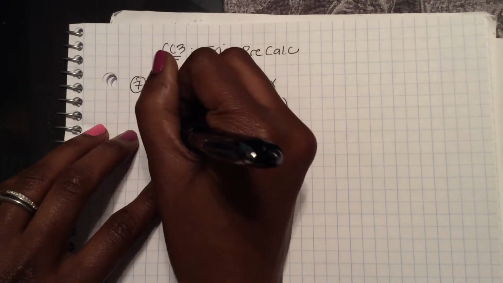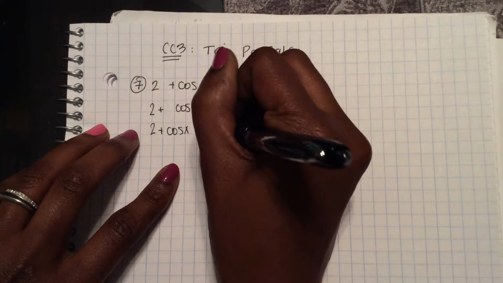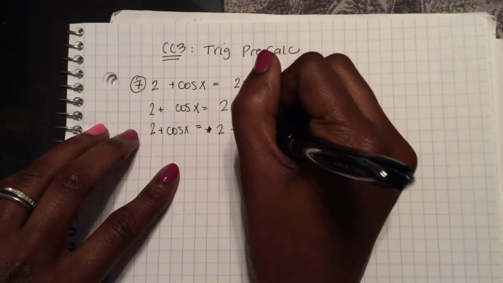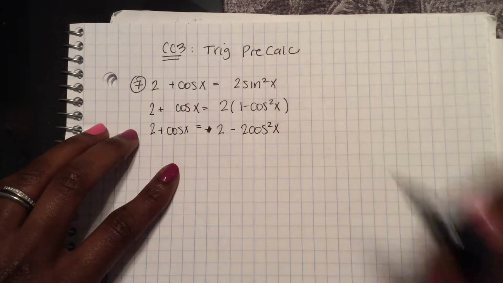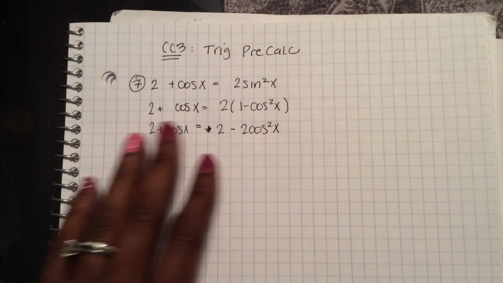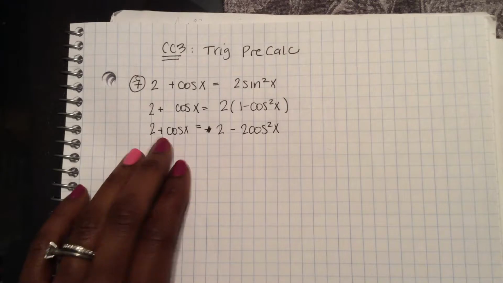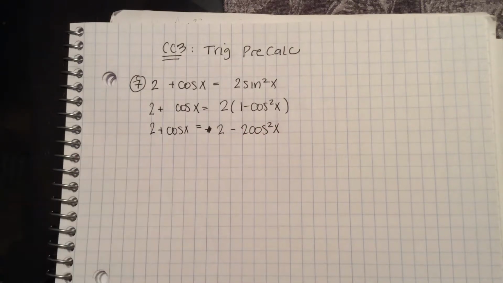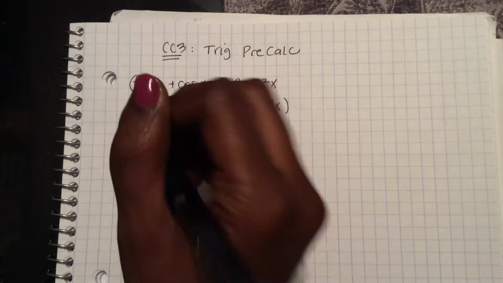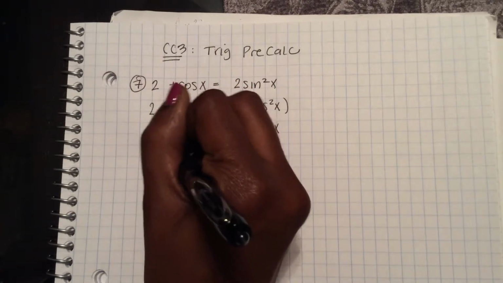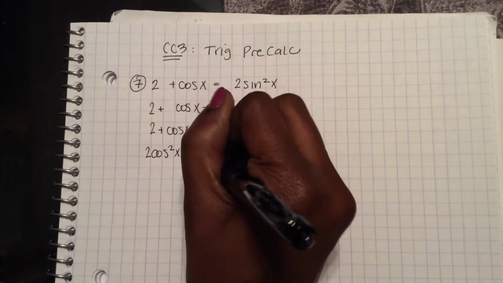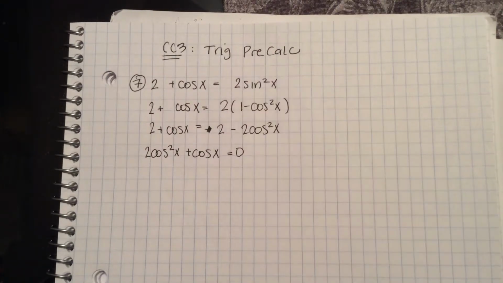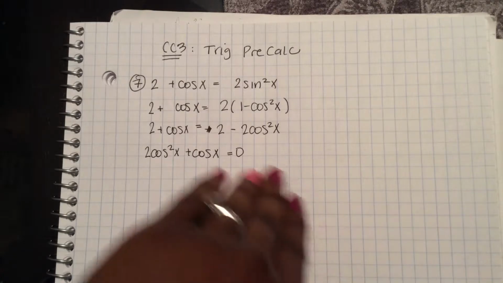So now I have 2 plus cosine x plus equals 2 minus 2 cosine squared x. So now I have a cosine squared and a cosine, which to me looks quadratic. I'm going to move these two terms to this side so I can get my equation equal to 0. So that's 2 cosine squared x plus cosine x, and if I subtract the 2's, they cancel, equals 0. Now, this is a quadratic.